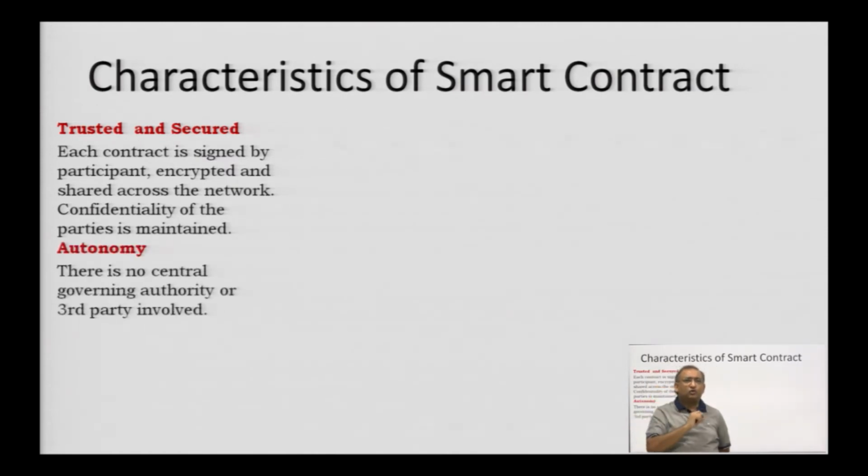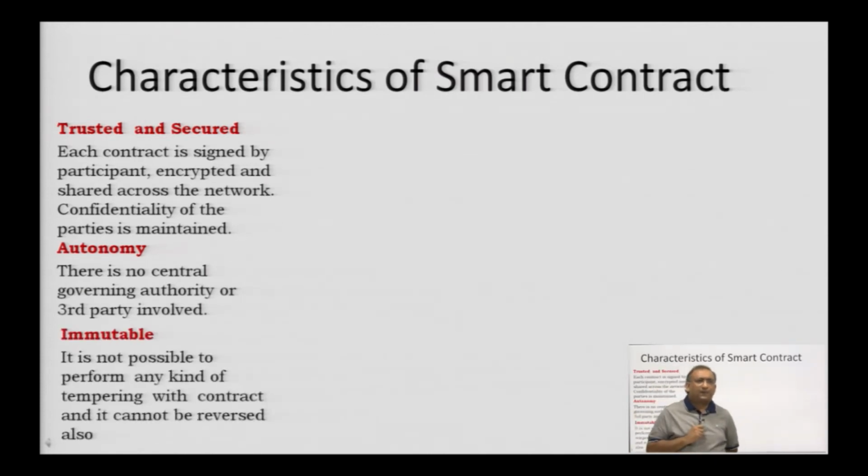Autonomy: there is no central governing authority or third party involved in any kind of contract, correct. Only two parties sign it, the contract becomes part of the code, is put on the platform, and then starts self-executing. Immutable: it is not possible to tamper with a contract, and it cannot be reversed. Any transaction recorded on the blockchain cannot be reversed, correct. Tampering is not possible because it is consensus-based. If somebody changes something, the network nodes have to verify it, and if somebody is trying to commit fraud, they will reject that transaction.